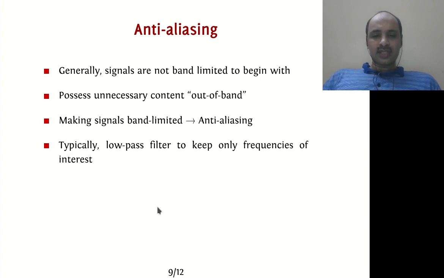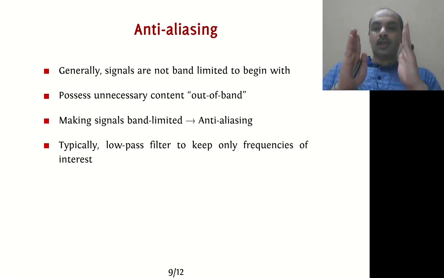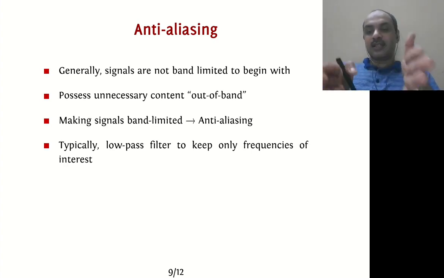So what does this anti-aliasing entail? So in general, to begin with, we possess unnecessary content out of band. Sometimes your signal may be band limited, but there may be noise which is outside. For example, if you are building a communication system where your bandwidth of interest is, let's say, this particular chunk of 1 megahertz, your radio is going to pick up all the noise which is outside this 1 megahertz also. So it's very important for you to use a filter to remove the unnecessary content.